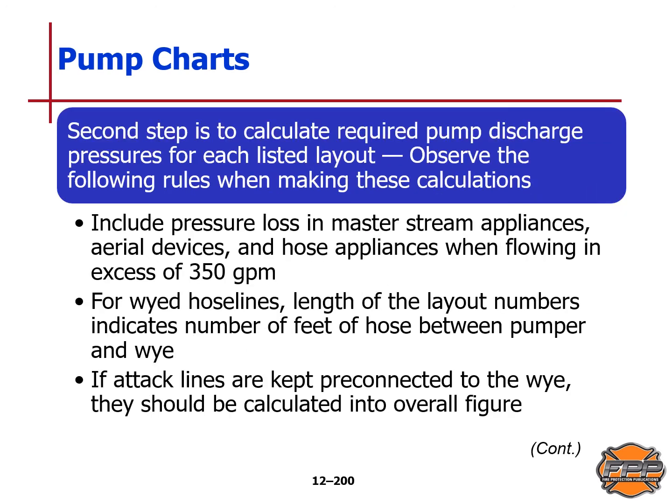The second step is to calculate required pump discharge pressures for each listed layout. Observe the following rules when making these calculations. Include pressure loss in master stream appliances, aerial devices, and hose appliances when flowing in excess of 350 gallons per minute. For wide hose lines, the length of the layout numbers indicates the number of feet of hose between the pumper and the Y. If the attack lines are kept pre-connected to the Y, they should be calculated into the overall figure.